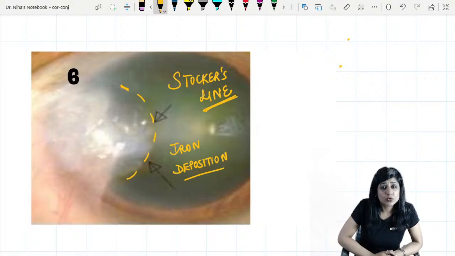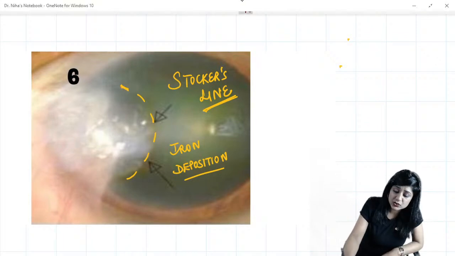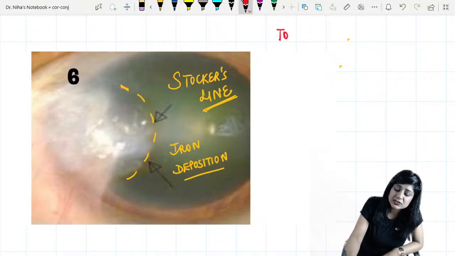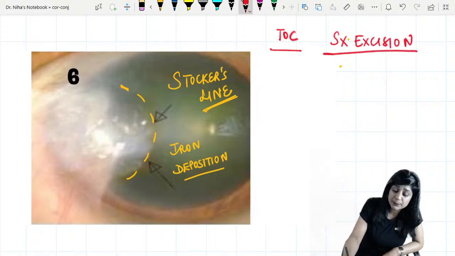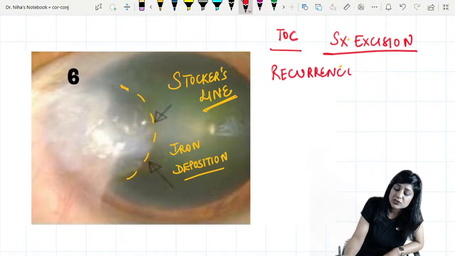So what can I do? I can do the surgical excision. The third important thing is the treatment of choice. I can do the surgical excision, yes, but the problem is the recurrence. Because there are many chances of recurrence, 30 to 80% of cases will recur.